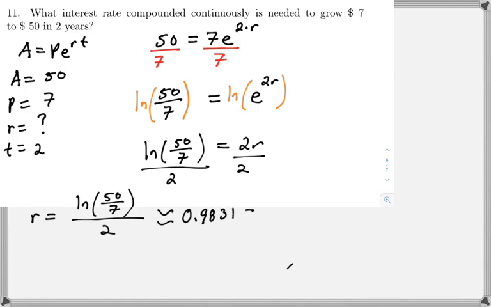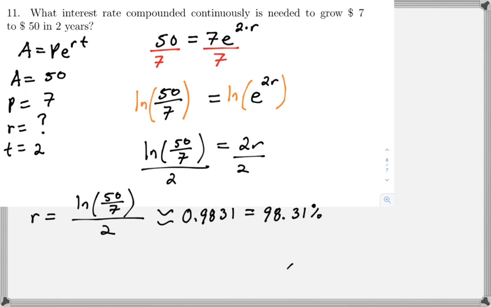0.9831. And to convert that into a percentage, move the decimal place to the right twice, and so this would be 98.31% would be the interest rate required to increase $7 to $50 in 2 years.